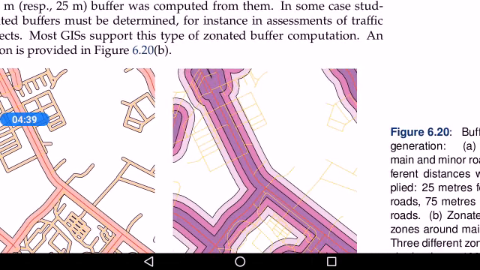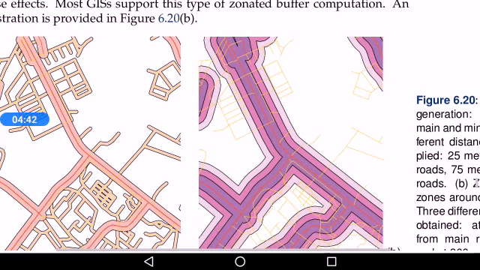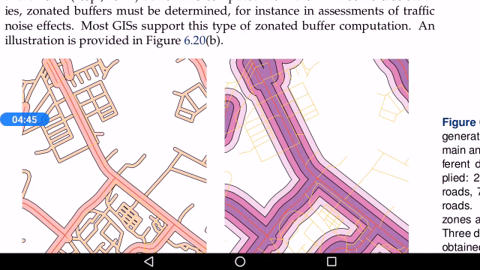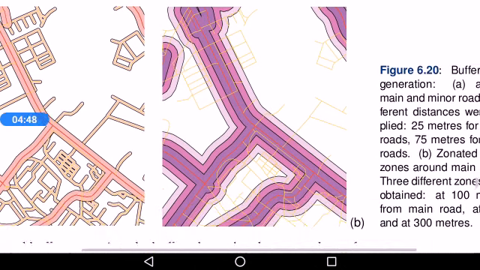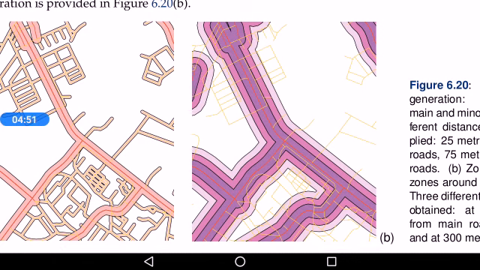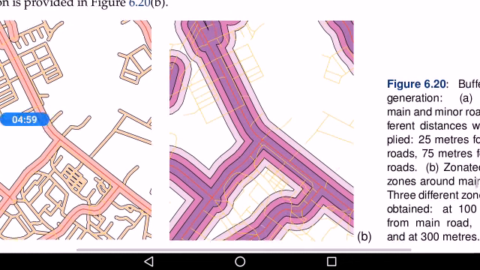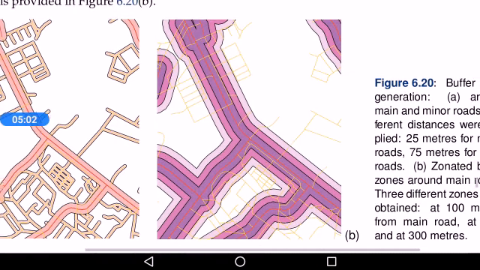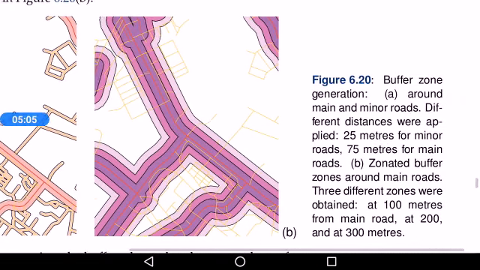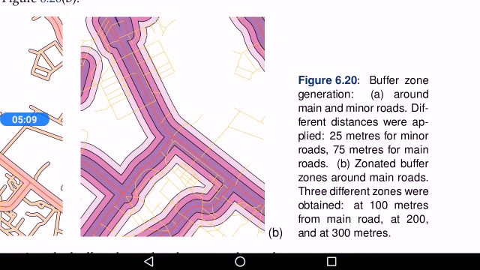Sometimes we may also want to find out zonated buffers, which means we want to find out to what extent the noise will spread from the roads. So as you can see over here, we are marking these roads into different buffers. The description of the figure shows that there are different zones in this figure at 100 meters distance from the road, at 200 meters distance, and at 300 meters distance.